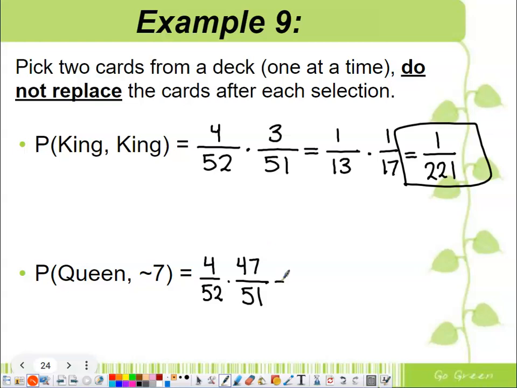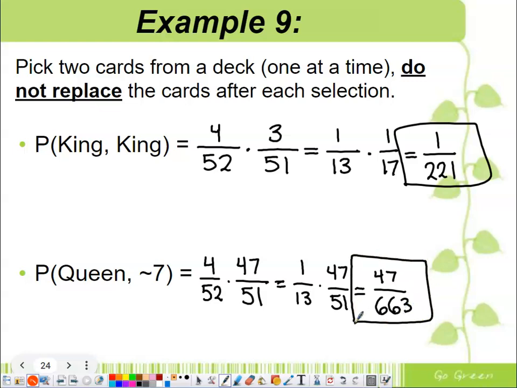So let's go ahead and simplify. 1/13 times 47 over 51. This does not simplify very nicely, so we're just going to go ahead and multiply straight across. So we have 47 over 663.